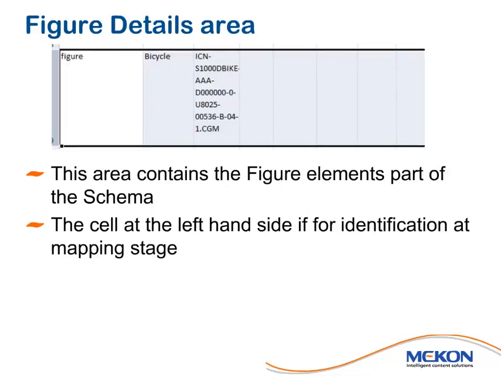This is the third area of the spreadsheet, and it contains purely figure information. So you can see that it's identified as the figure area, and the next cell is the bicycle, which is the title of the figure, and the next cell is the CGM file or other file. It's the figure that you require for the actual IPD.